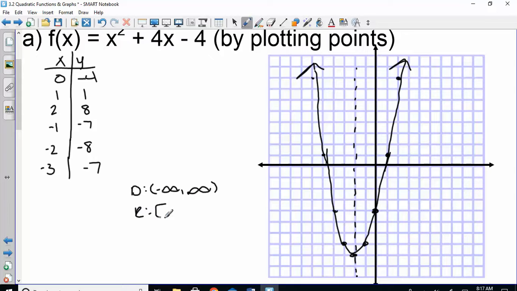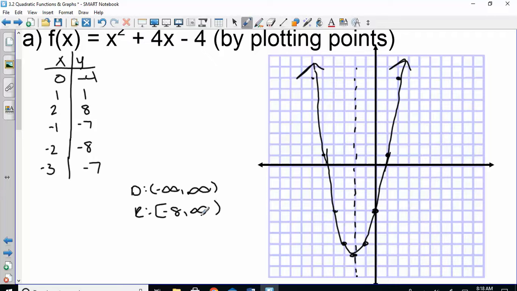What is the range? I did something wrong. Okay, so what we did worked. We got the graph. Why is this maybe not the best option for graphing these? It's not fast. We had to keep plugging in points until we found the vertex, right?